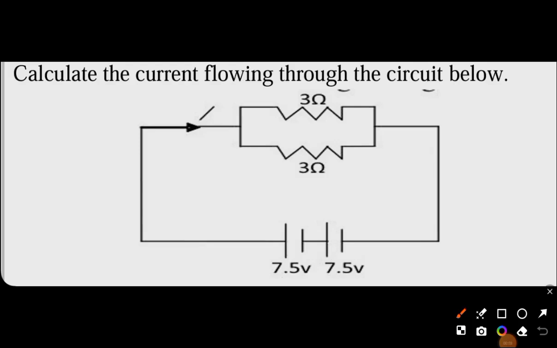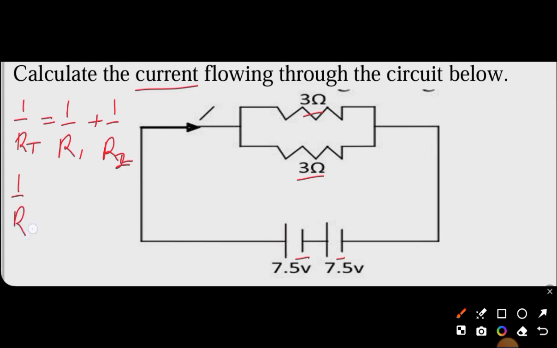In this question, you're supposed to calculate the current flowing through the circuit. Over here, you have the resistors in parallel connection and then the cells in series connection. So first, we are going to calculate the total resistance. The formula for finding the total resistance is 1 over RT equals 1 over R1 plus 1 over R2.